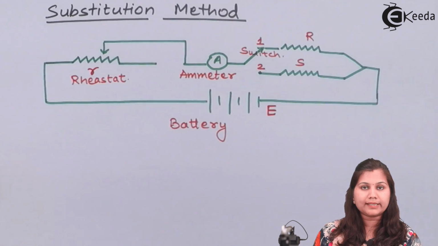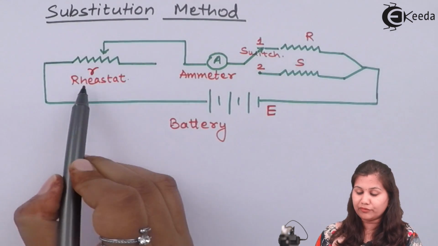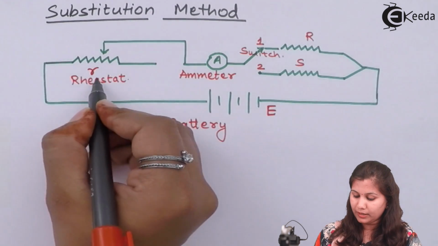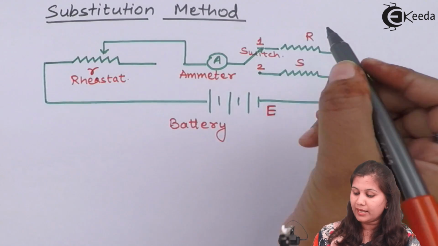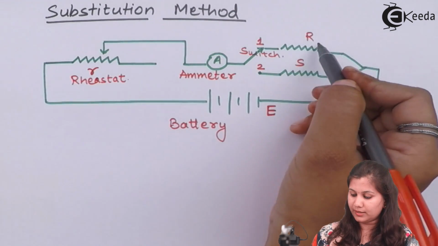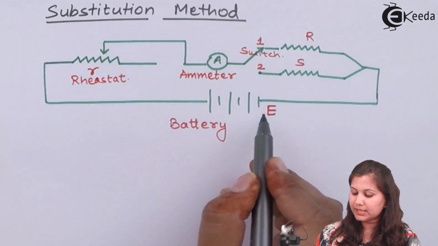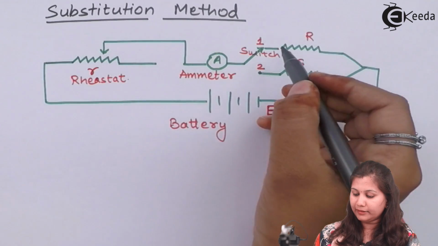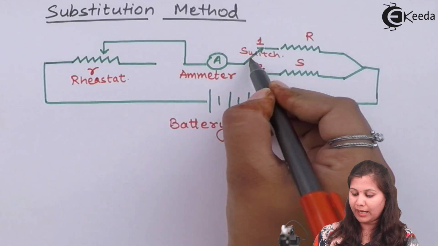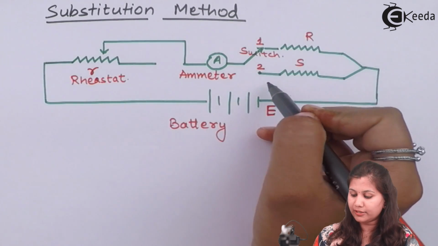So this is the circuit diagram for the substitution method. You can see here we have a rheostat, then we have an ammeter which is measuring the current. R is the unknown resistance and S is the standard resistance. E is the EMF of the battery. And here we have a switch which can be put to two positions, either at 1 or at 2.